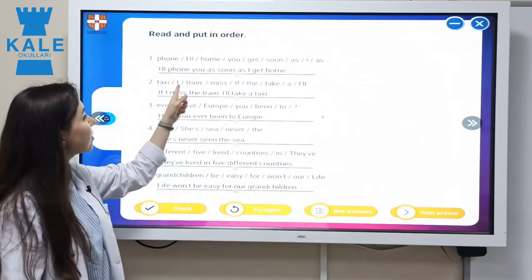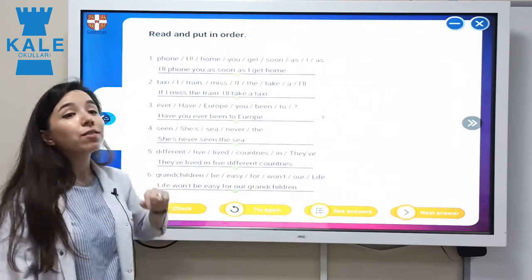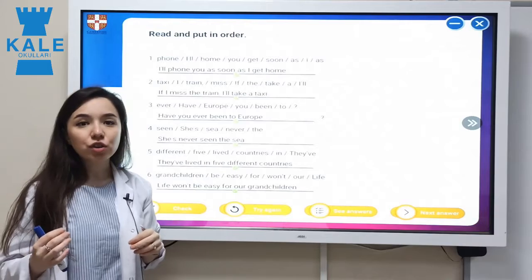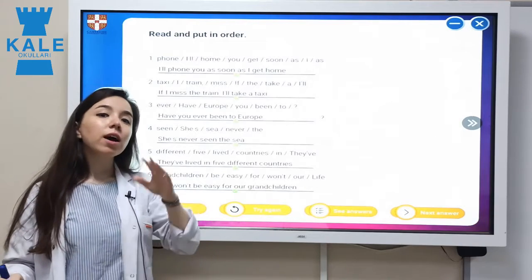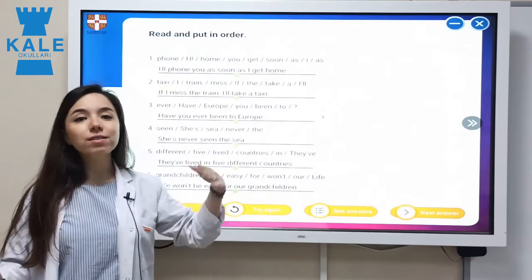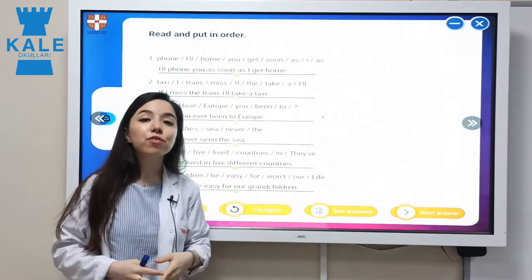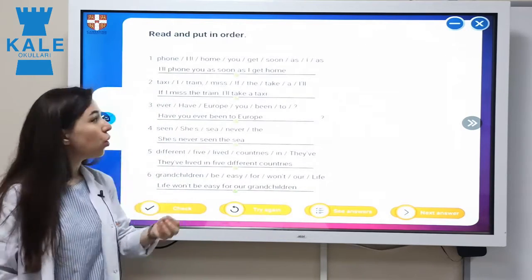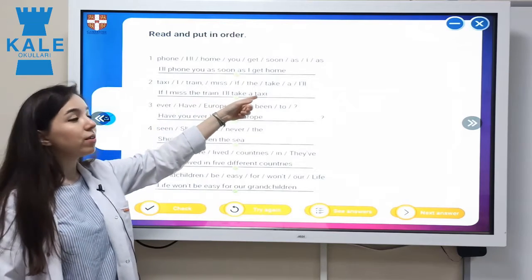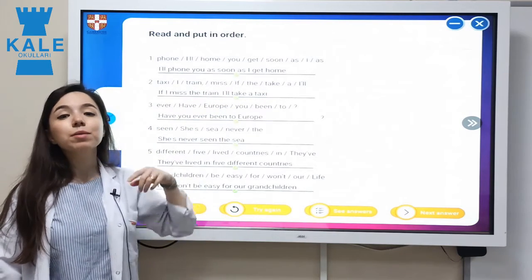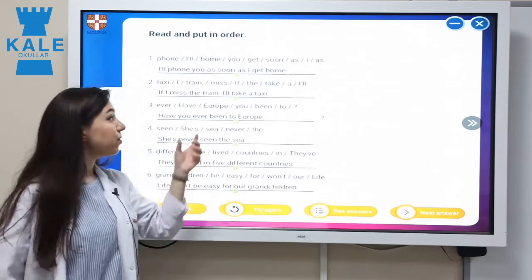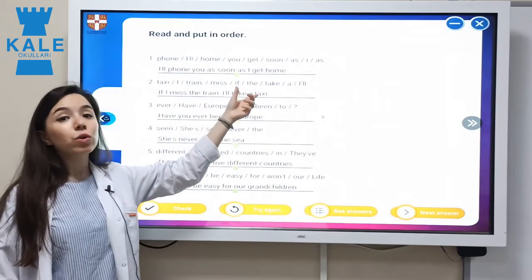Number 2. Taxi, I, train, miss, if. You have if in these words, and you know that you learned the first conditional. Yes, if I go somewhere, I will do this. If I do this, I will do that. Yes, this is the first conditional for something that is real or reasonable for us. If I miss the train, I will take a taxi. It means that if there is no train, if I miss the train, I will take a taxi.